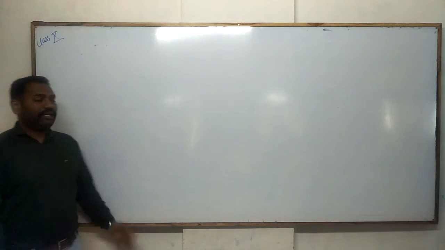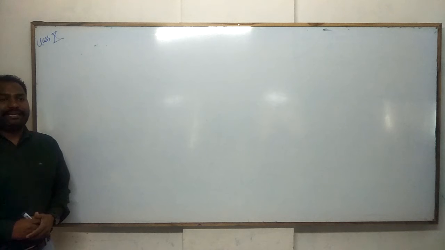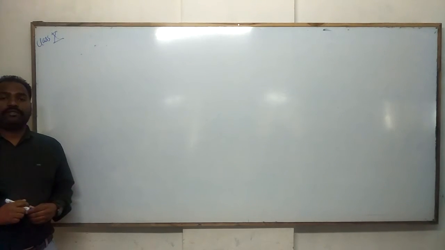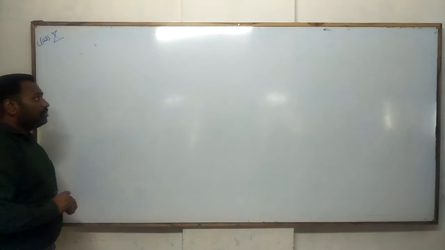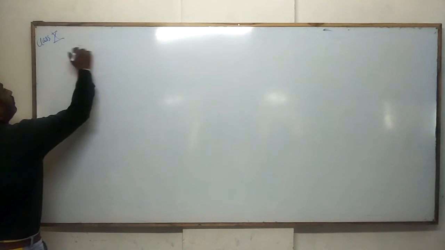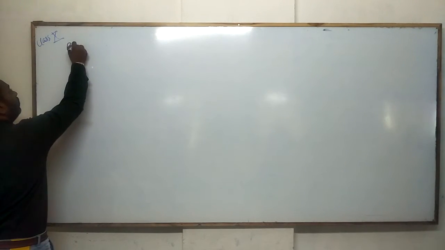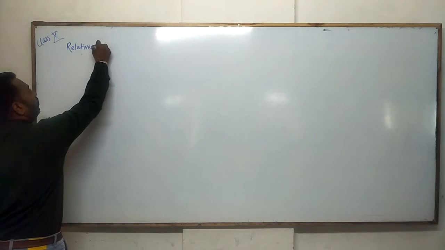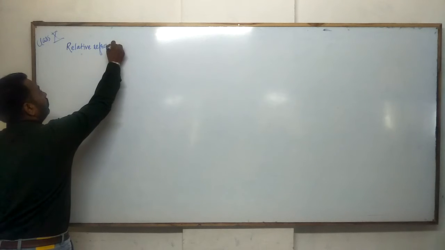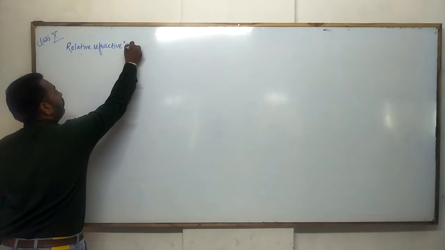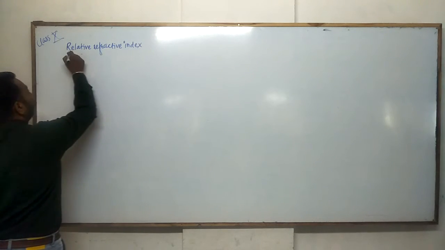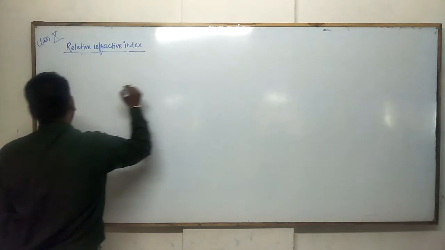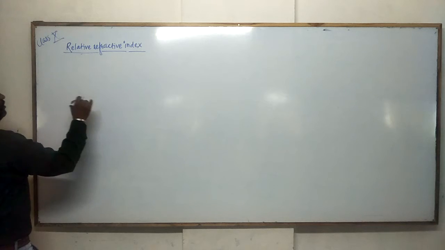Now students, we have to see the two types of refractive index: the relative refractive index and the absolute refractive index. The first one is relative refractive index, and the second is absolute.